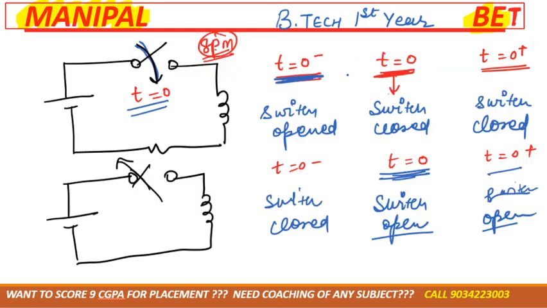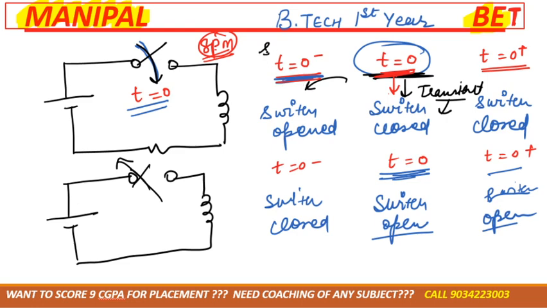So at t equal to 0, there is a condition of transient. Because at t equal to 0, the switch will change. Before that, there was a long time in the same position, so it's a steady state, and after that also it will be steady state. Means when we change the position of the switch, then in that case there is a position of transient.